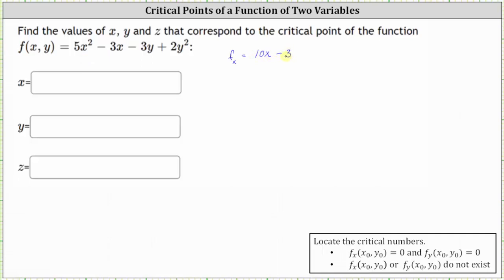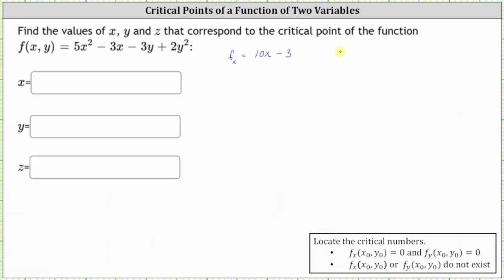which is 3. And then we have minus the derivative of 3y with respect to x, which is 0, again because we're treating y as a constant, and then plus the derivative of 2y squared with respect to x, which is also 0, again because we treat y as a constant.